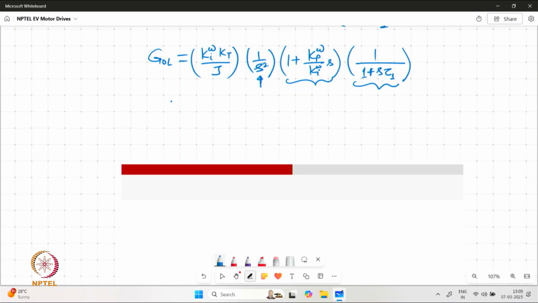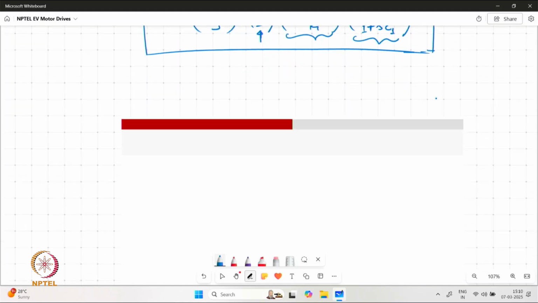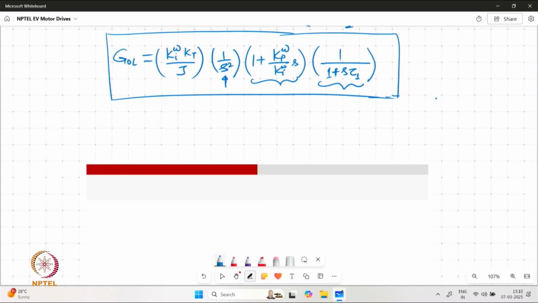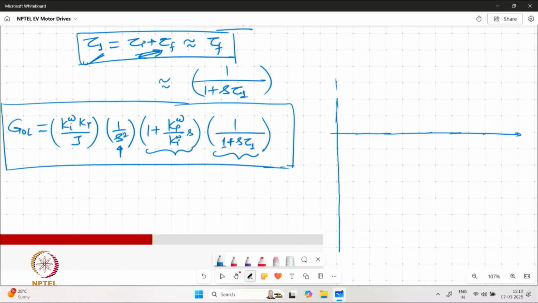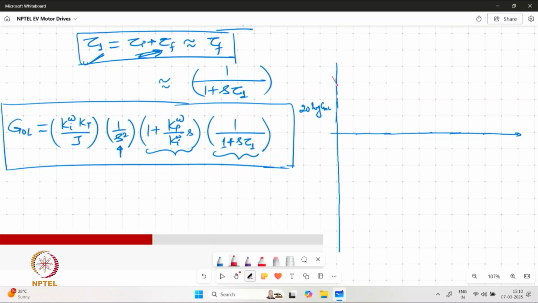Now if we try to draw the Bode plot of this system to understand the stability, what we find is that because of the presence of a second order pole at origin, the magnitude plot is going to have a slope of minus 40 dB per decade, and it is going to continue up to the gain crossover frequency if there are no other poles or zeros located in the vicinity.